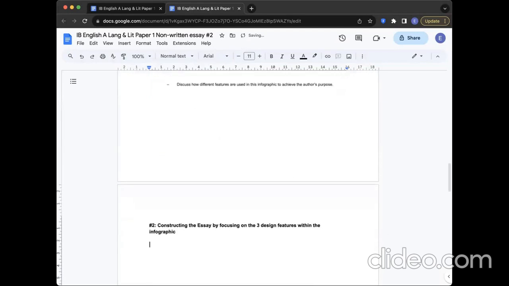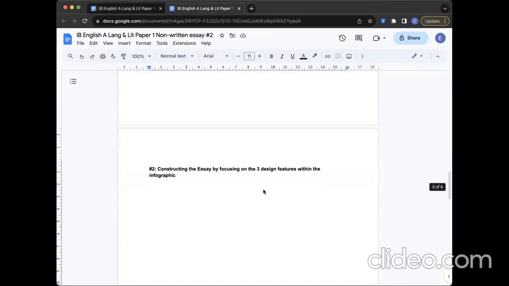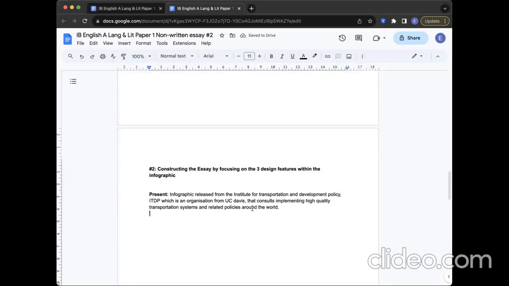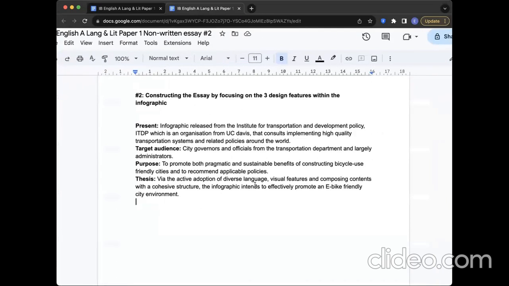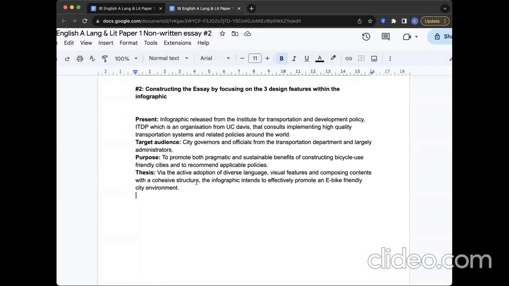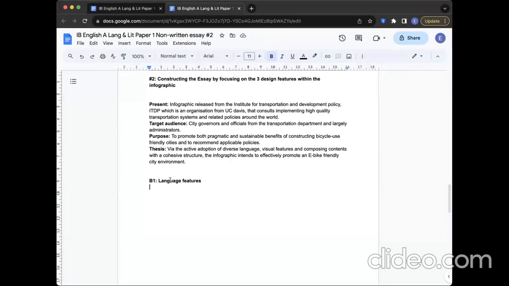Next is to use 3 different design features to compose the essay. The same intro information would be given: present, target audience, purpose, the same. I changed the thesis into the way that I can match with my new structure. So it says, via the active adoption of diverse language, visual features, and composing content with a cohesive structure, the infographic intends to effectively promote an e-bike-friendly city environment. So if you read my thesis, then you're going to expect that body 1 is going to be about language, body 2 is going to be about visual features, body 3 will be about structure. That's how a thesis works.